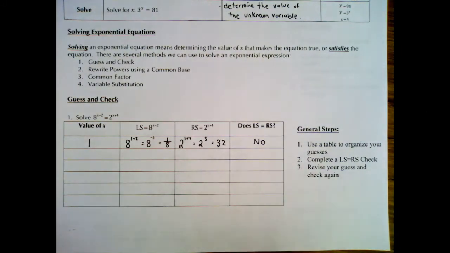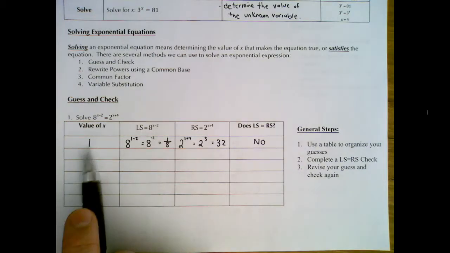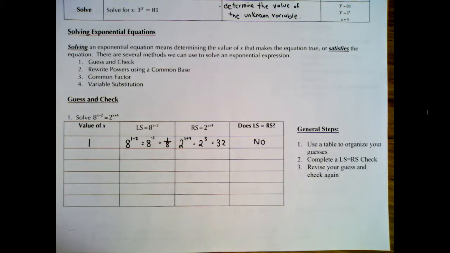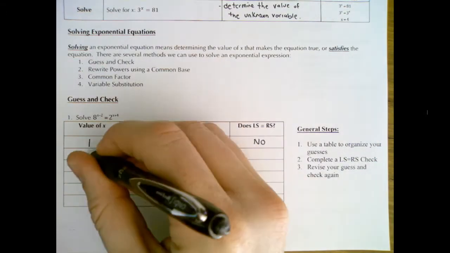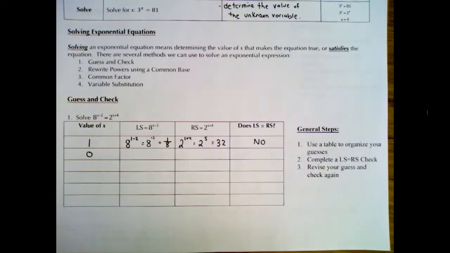So now we've got to take another shot. The question is, should we guess a number higher or lower? You don't really know. You might be able to reason it out. I'm going to guess 0 and see what happens. If my answers get further apart, maybe I'll try going in a different direction. If they get closer, I'll keep going in that direction.